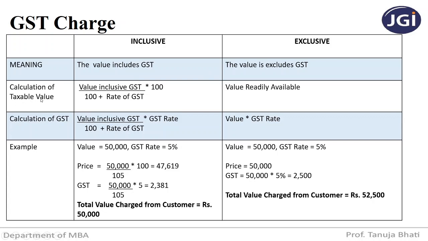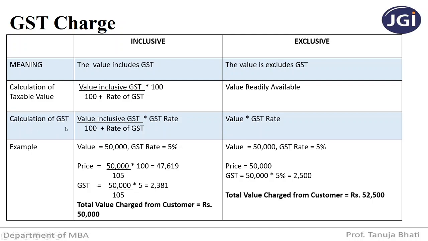And how to calculate? Now, if it is inclusive GST, then you need to know the basic value on which you have charged GST. So how will you calculate the value? Value is the basic price excluding GST. This is the formula: value inclusive GST divided by 100 plus rate of GST, into 100. This will help you get the taxable value. Now in case of exclusive GST, the value is readily available.